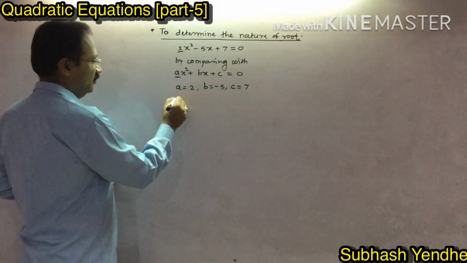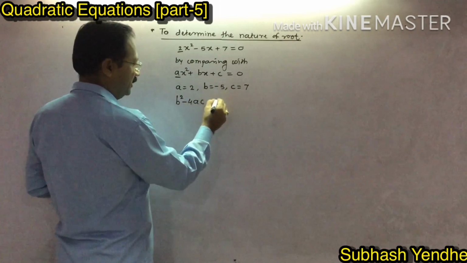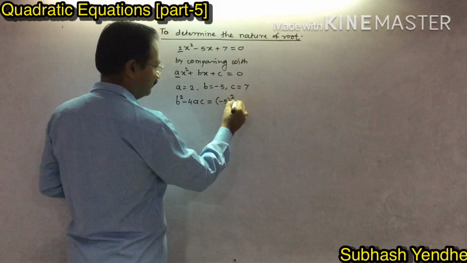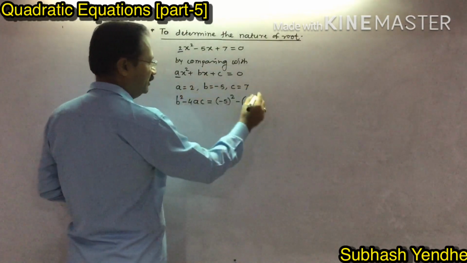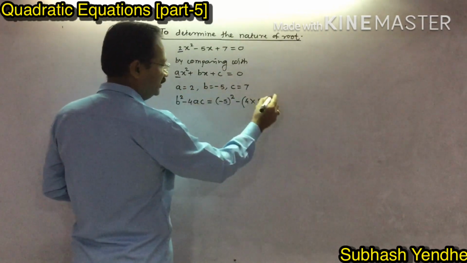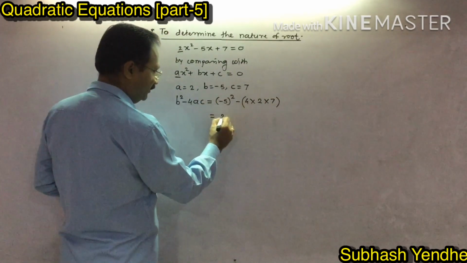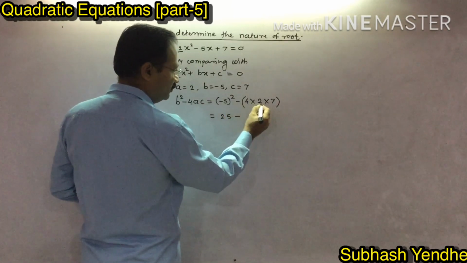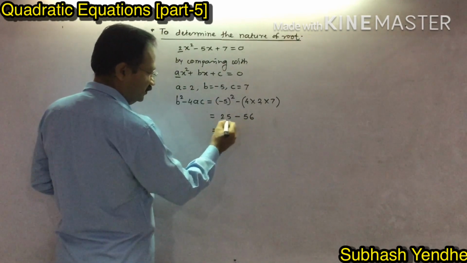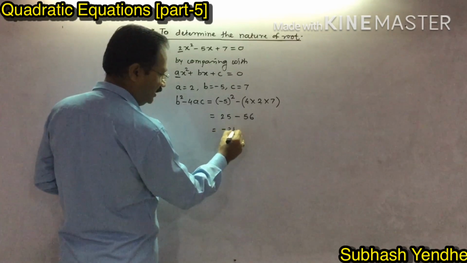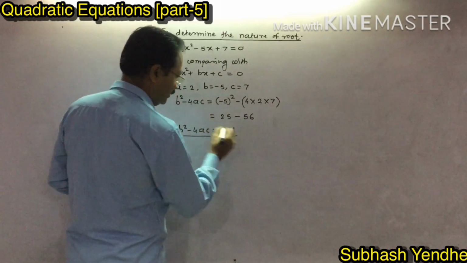Then we can find the value of discriminant, b square minus 4ac equals, b value is minus 5 the whole square minus, again in bracket, 4 into a's value is 2 and c's value is 7. So minus 5 square is always positive, 25, minus 4 into 2 into 7 is 56. So this will be minus 31. So b square minus 4ac equals minus 31.